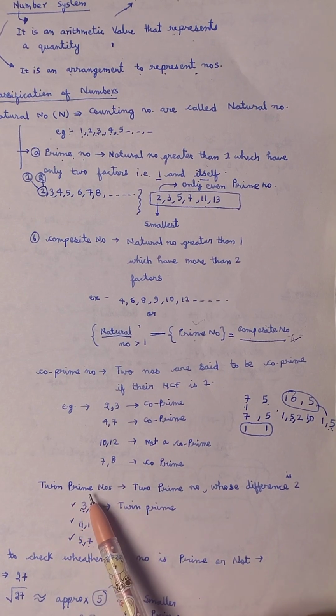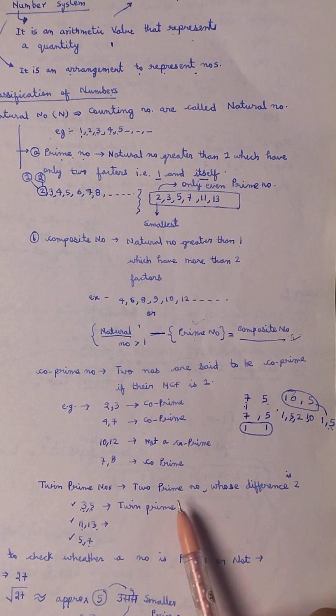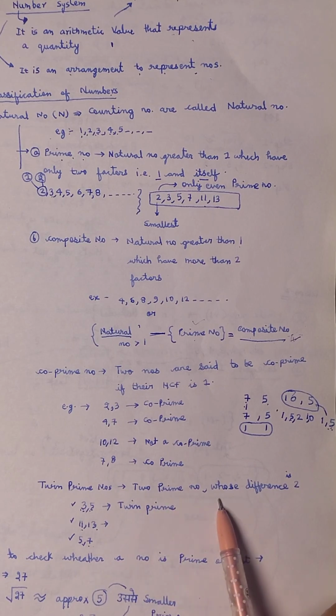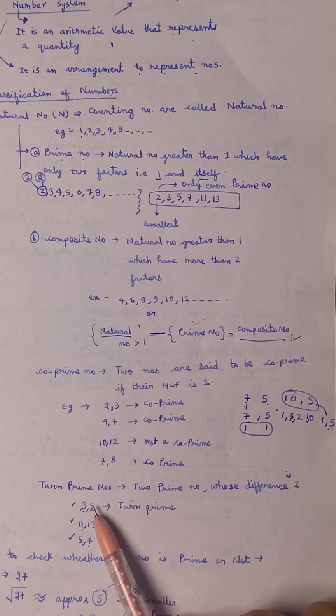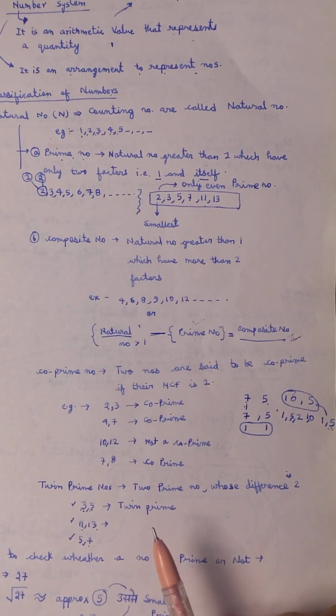Now let's come to twin prime number. When two prime numbers whose difference is 2, then it is called a twin prime number.